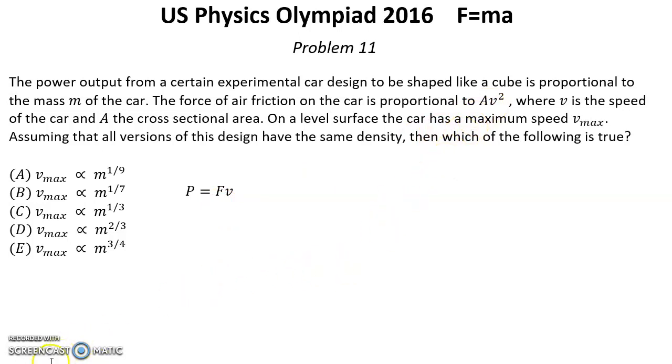So we can write that mass is proportional to A v cubed, and because cross-sectional area is proportional to mass to the power 2/3, we have this proportionality, and from here we have mass to the power 1/3 proportional to v cubed, and v proportional to m to the power 1/9, which is answer A. That was the solution for problem number 11.